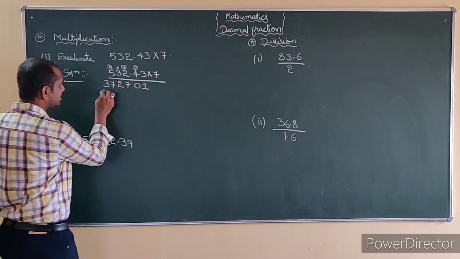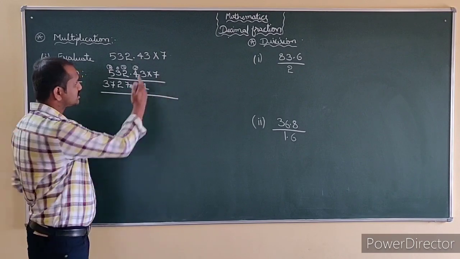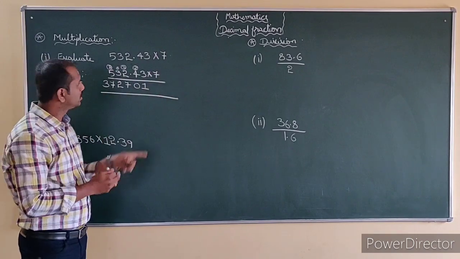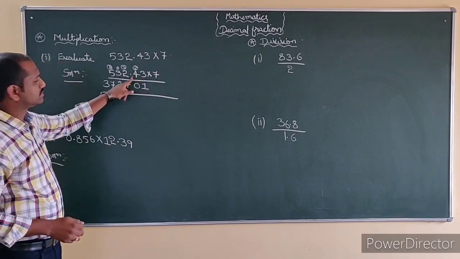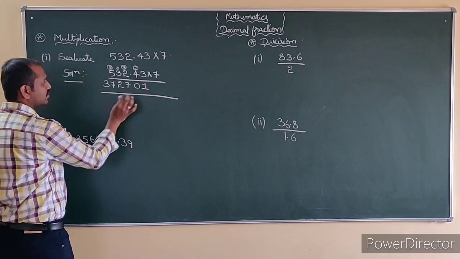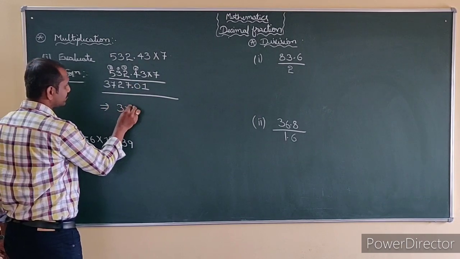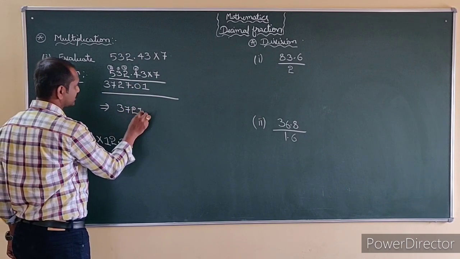At last, in the answer, we need to place the decimal point. Are there any decimal digits towards your RHS, right hand side? Yes. In this, we have two digits after the point. So we have to keep two digits after the point in the answer also. Therefore, the answer is 3727.01.